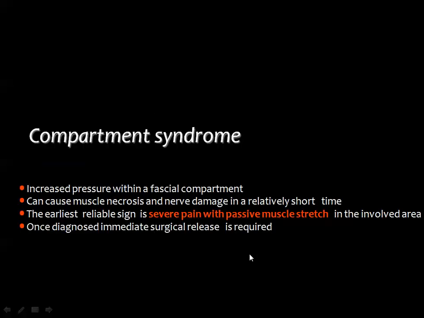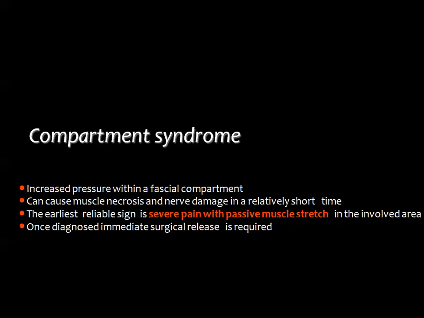Compartment syndrome is one of the complications of fractures, where a certain muscle or a group of muscles which are isolated in a certain compartment are subjected to trauma. The trauma will result in muscle edema. The muscle will swell, and because it is entrapped in an isolated compartment, the muscle is unable to expand.